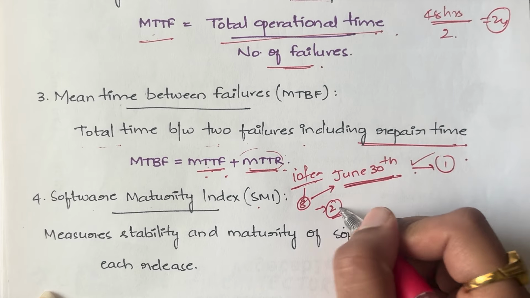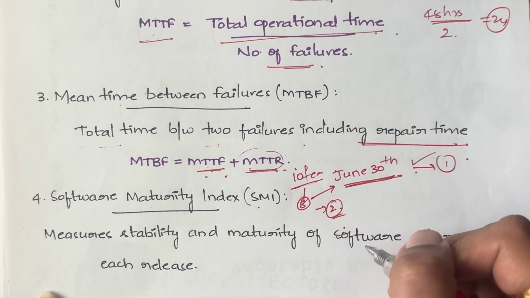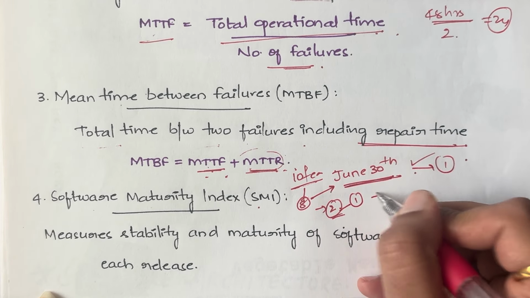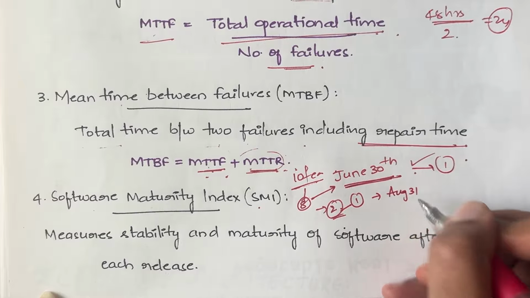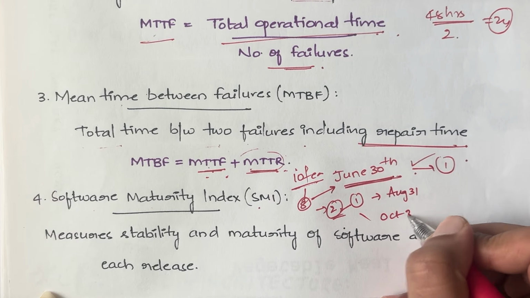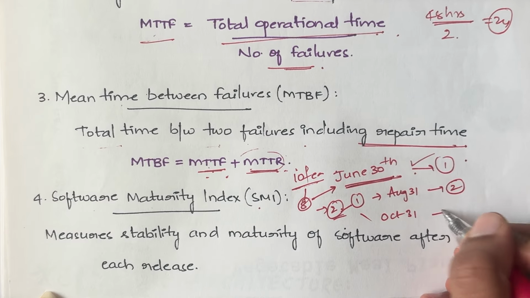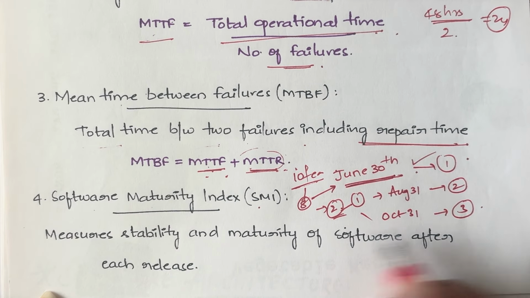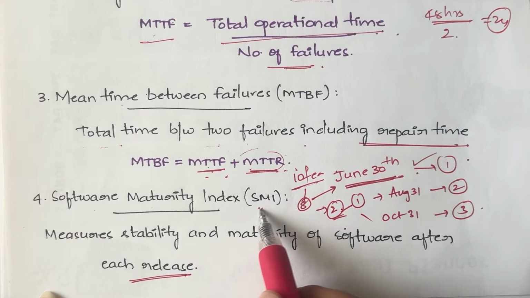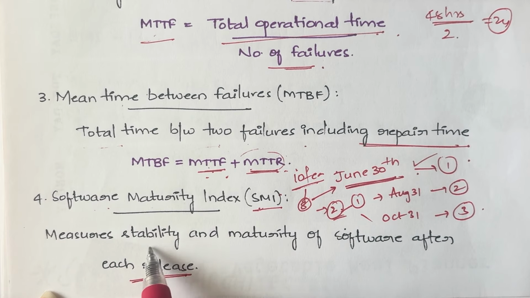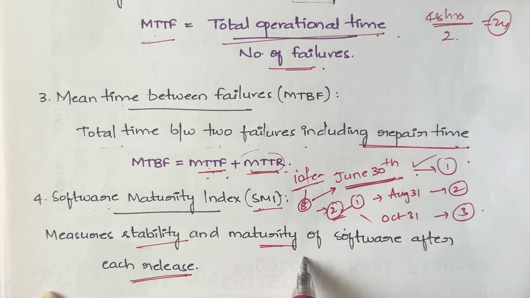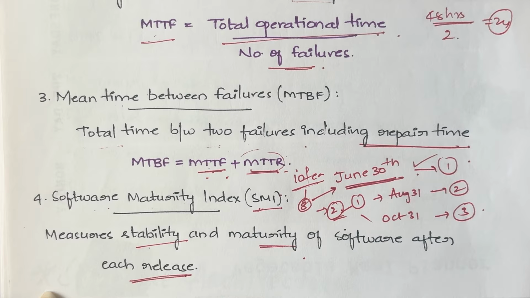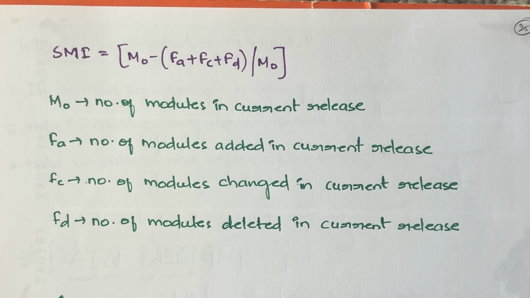Other two features also. Of these 2 features, we will give one feature by August 31st and the other feature by October 31st, you said. So this will be the second release, and this will be the third release. So for each and every release, this SMI, software maturity index, will measure the stability and the maturity of the software. How? By a formula. I'll tell you what it is. So this is how you measure the SMI.